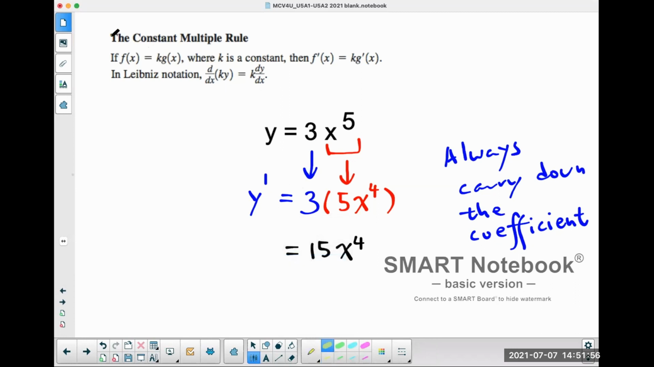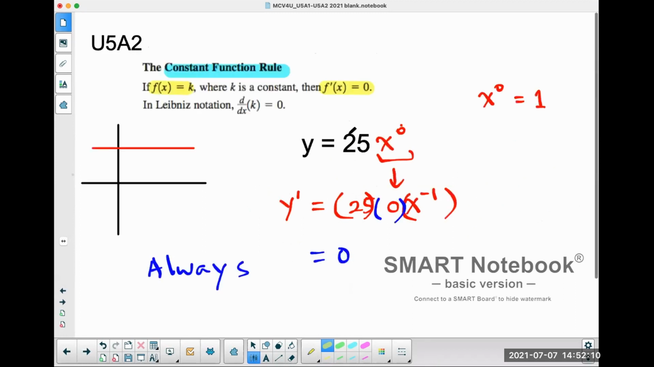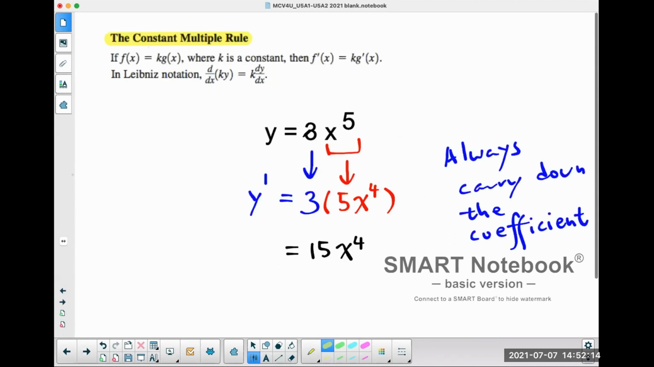Now, the names of the rules are not that important. We're not going to ask you, okay, state the constant function rule or state the constant multiple rule. That's not important. What's important is how to find the derivatives. When you're given a constant, a number, it's always equal to 0. When you have a coefficient multiplied by the power rule, carry down the coefficient, right?